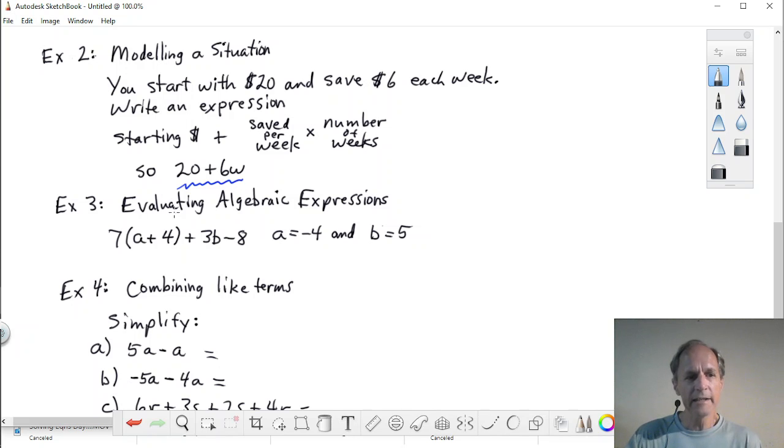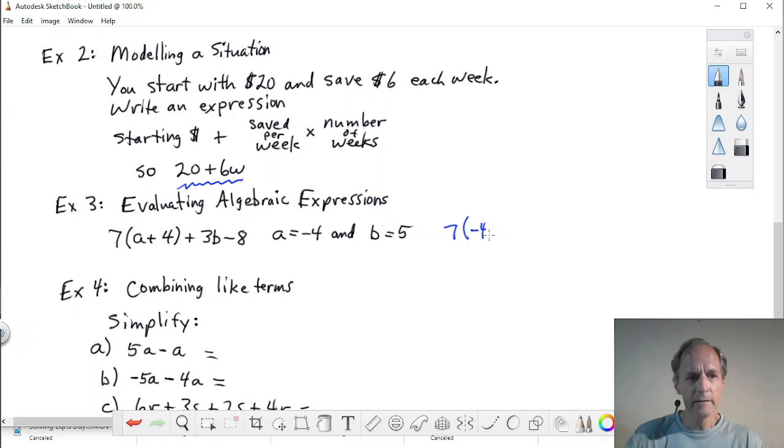Okay, so the next example is evaluating algebraic expressions. This is what we talked about a while ago. Evaluating just means you plug in an actual number for the variables, and then you simplify it. So let's do this. 7 times a plus 4, but we're going to evaluate that for a equals negative 4. So instead of writing a, we're going to write in the negative 4.